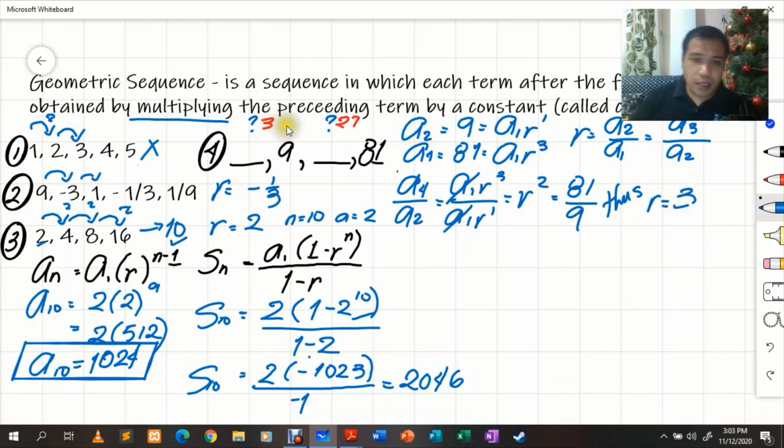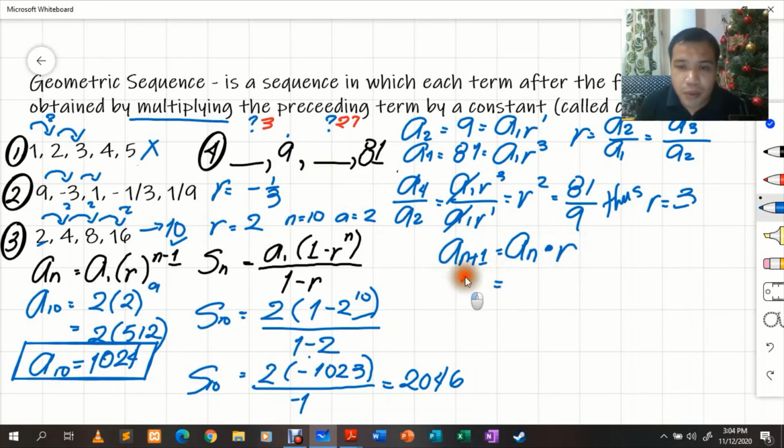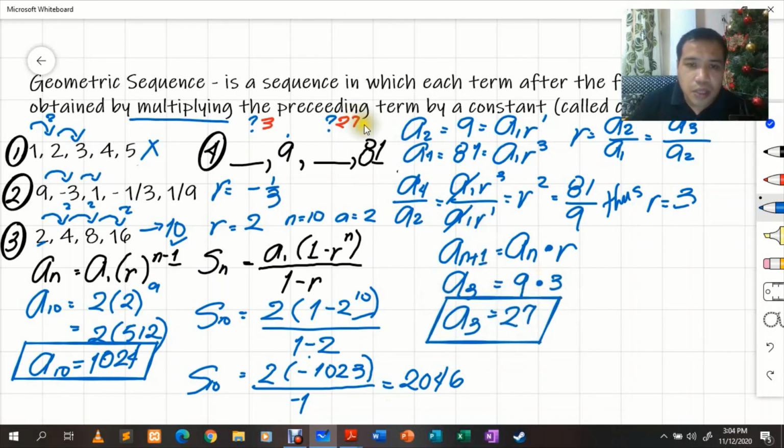Kaya, para makuha natin, 9 times 3. a sub n plus 1 is equal to a sub n times the common ratio. So, to get the next term, para makuha natin yung a sub 3, sorry, this should be n minus 1. Tama. So, to get the next term, which is a sub 3, a sub 2 is 9 times 3, and that will give us 27. So, this one is 27.